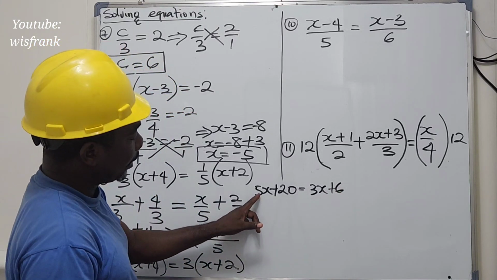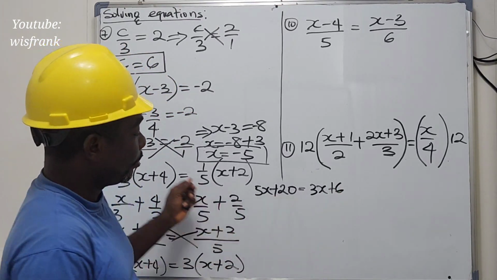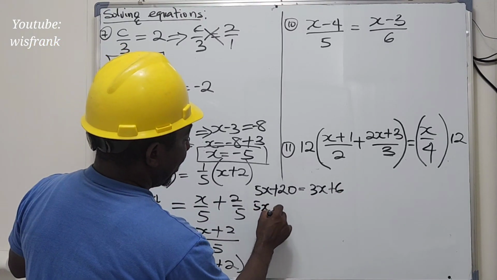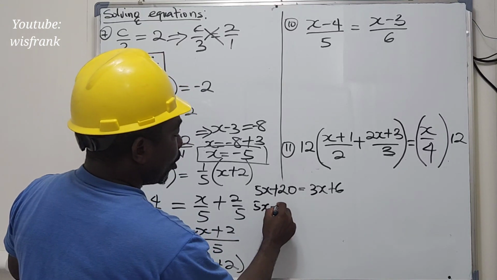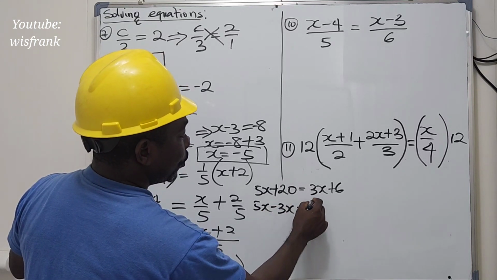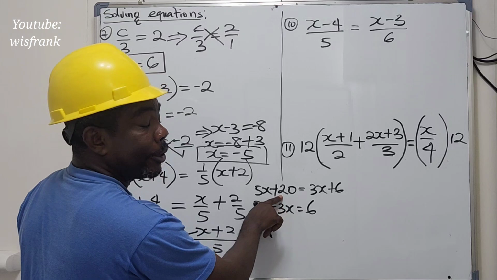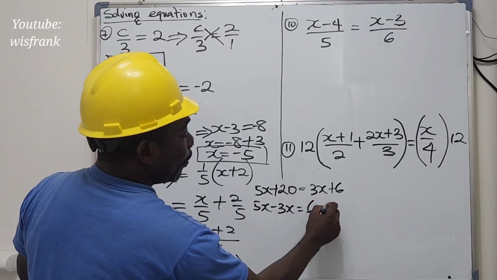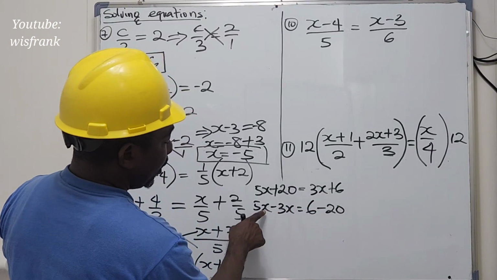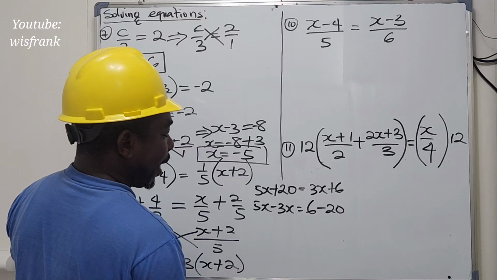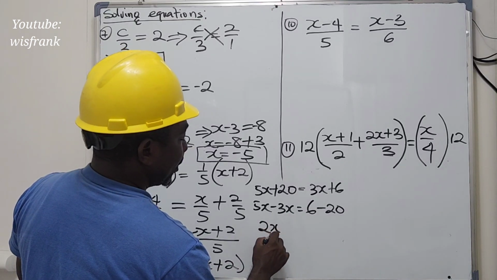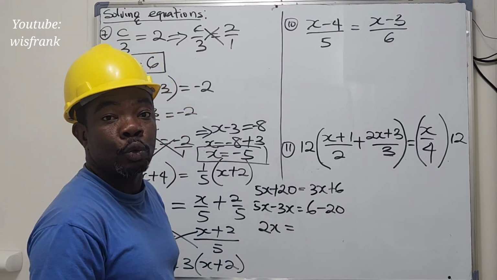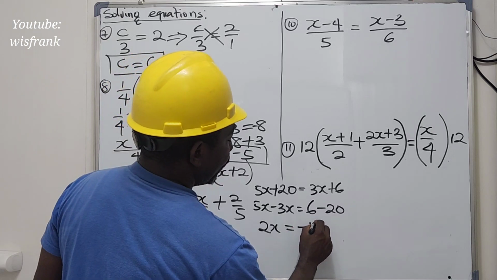So doing, you can see that we need to collect like terms. So we have 5x. Bringing this to this other side becomes minus 3x equals 6. Transposing 20 to this other side becomes minus 20. So in this case, 5x minus 3x will become 2x equals 6 minus 20 equals minus 14.